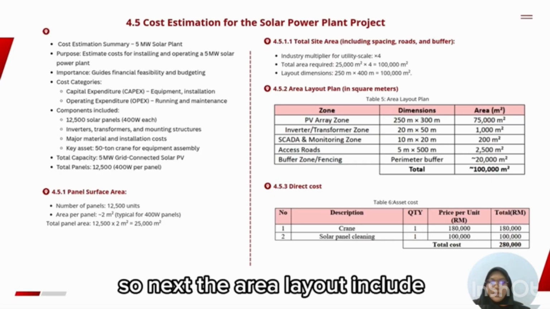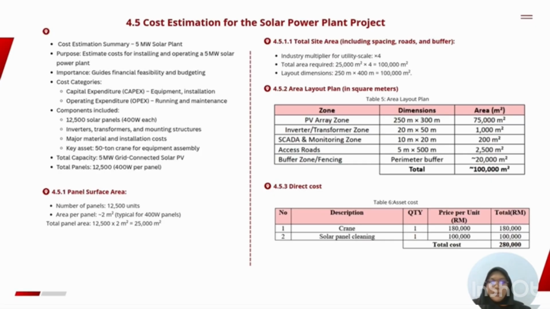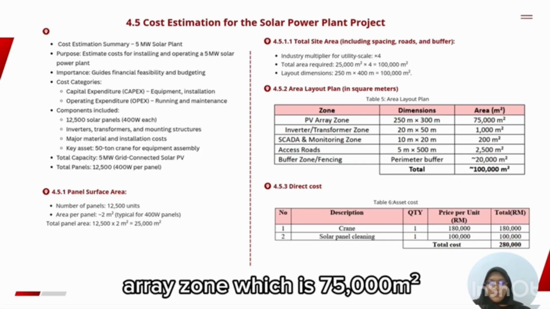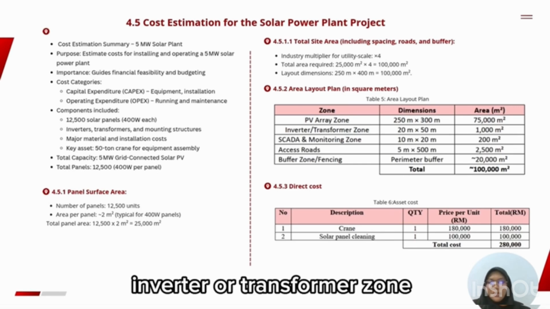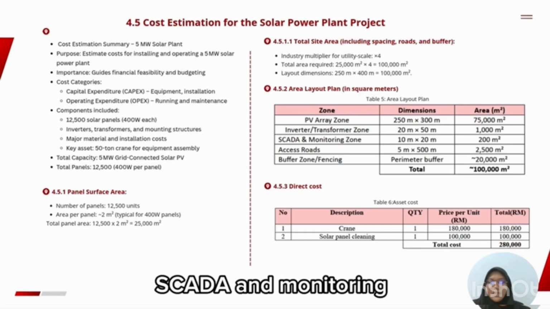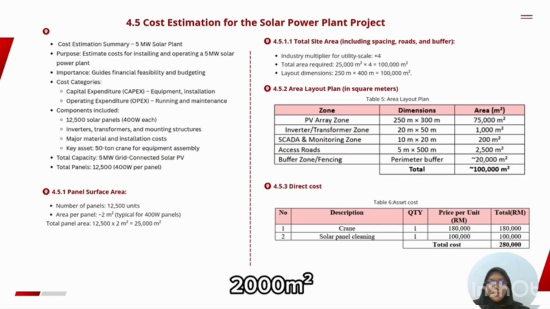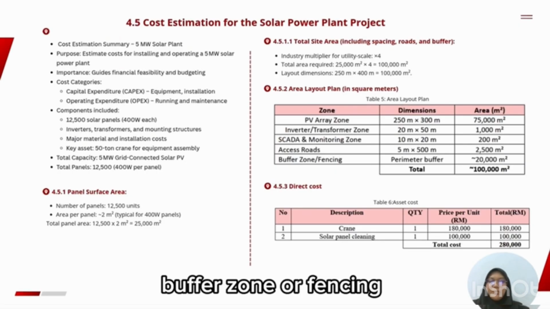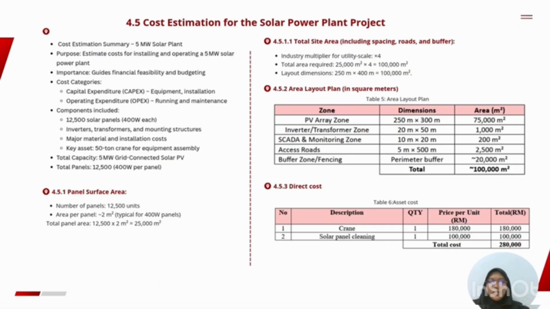Next, the area layout includes the PV array zone, which is 75,000 square meters, inverter or transformer zone, 1,000 square meters, SCADA and monitoring, 2,000 square meters, roads, 2,500 square meters, and buffer zone or fencing, 20,000 square meters.